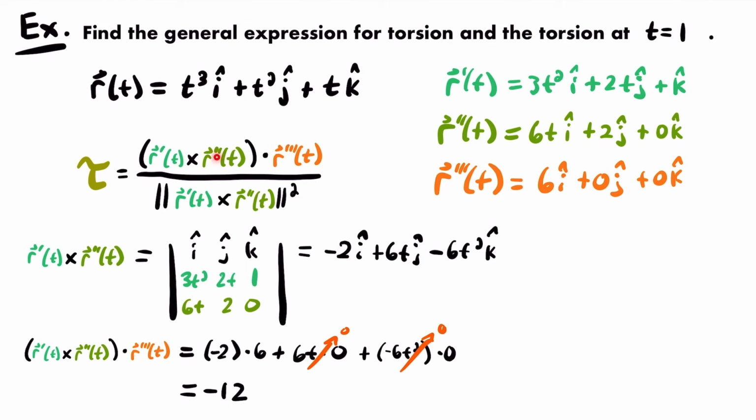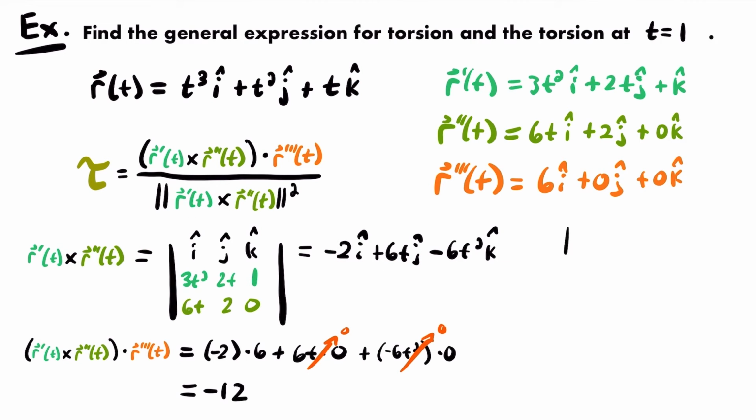That whole thing in the numerator there, this triple scalar product, just becomes negative 12, even when you're working in terms of t. All right, that's still part of the general expression. We haven't done anything with this t equals 1 yet. We're going to hold off on that until we get torsion in terms of t. But the other thing we still haven't done is find the magnitude of this cross product.